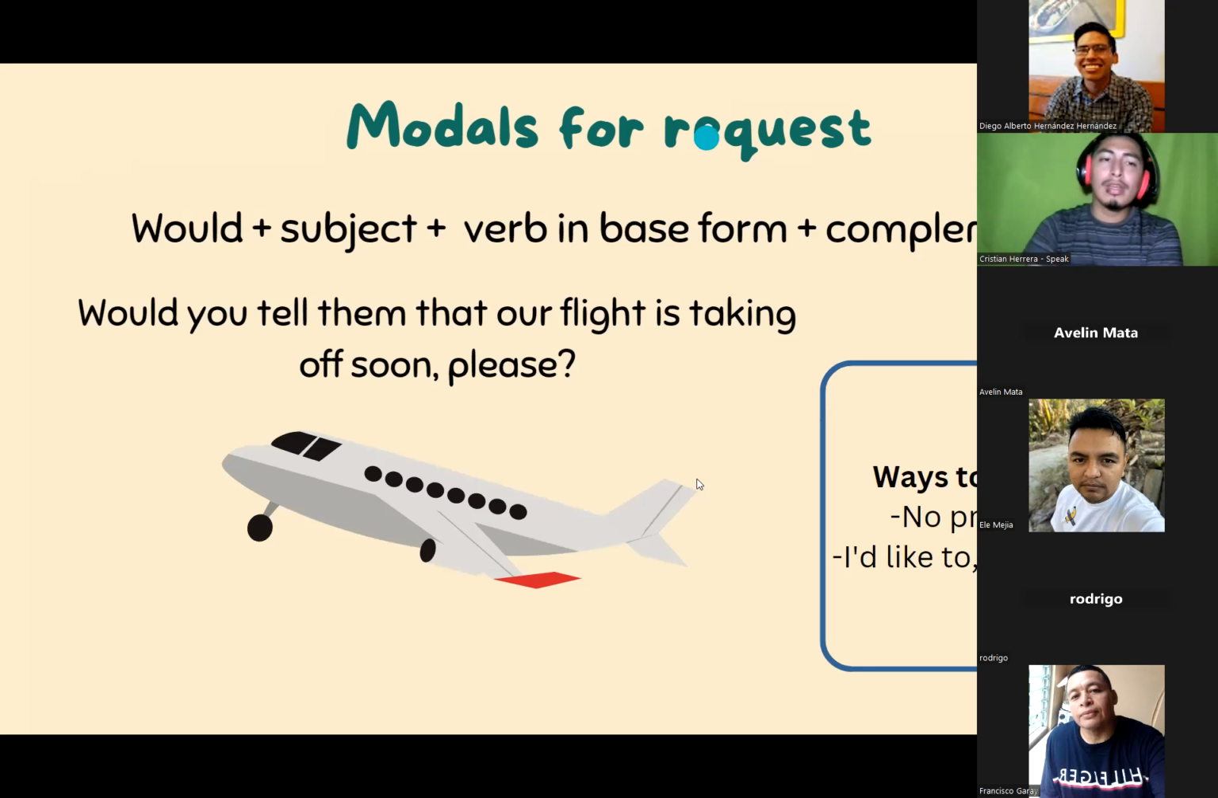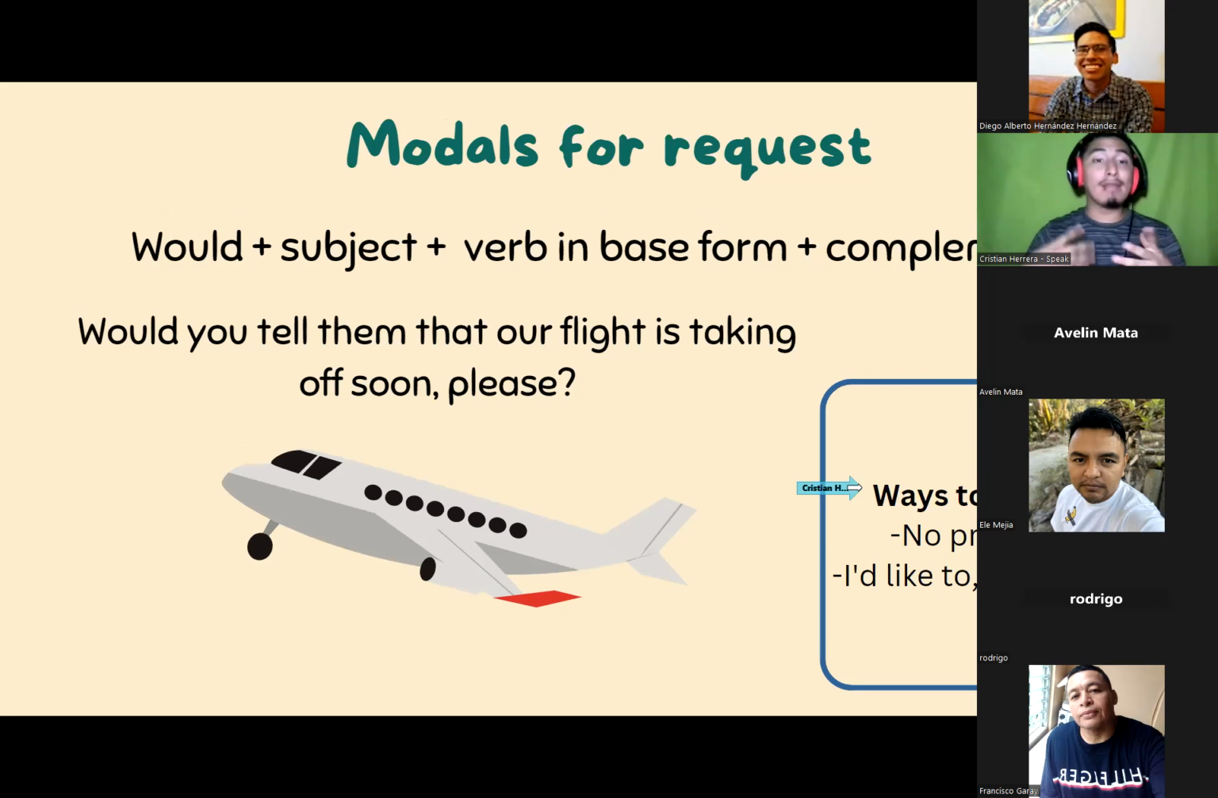Okay, thank you, Diego. Well, everybody, as you can see over here, we are using the modal would, okay? Would is a formal way to ask for something or make a request. This is formal, okay? Would you tell them that our flight is taking off soon? Now everybody, pay attention to the next thing. When we use would in this example, we ask someone to do something for us. And over here, we have some possible answers. In this part, we have examples to answer in an affirmative way or in a negative way.